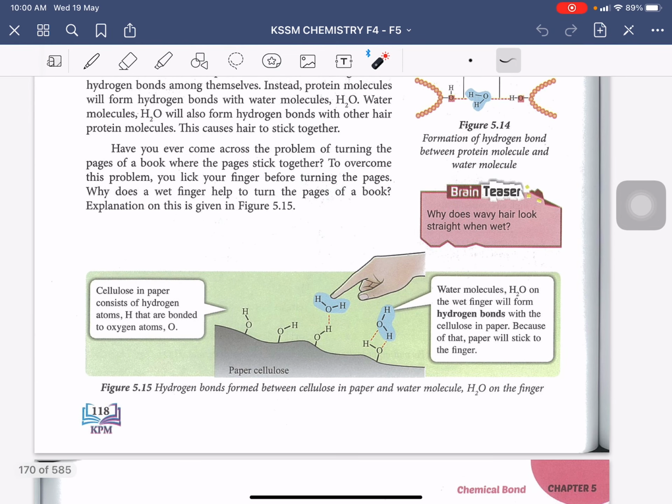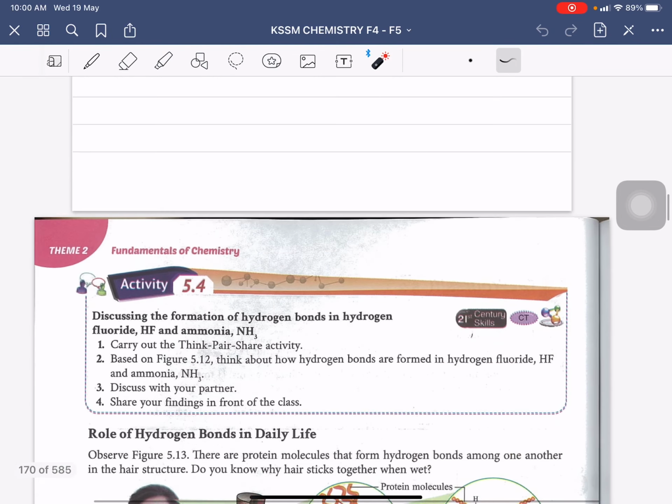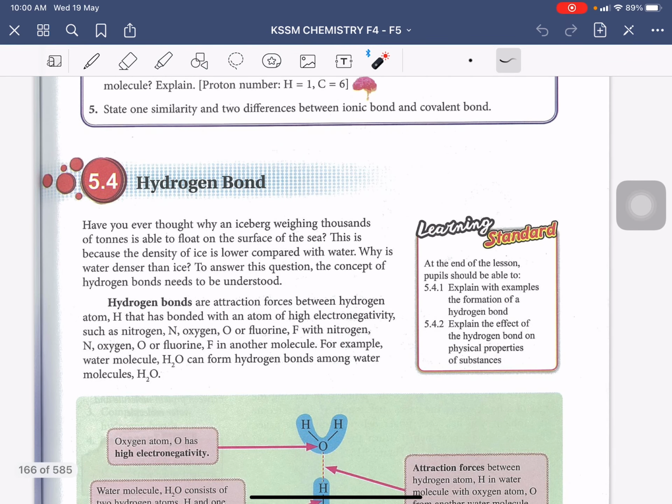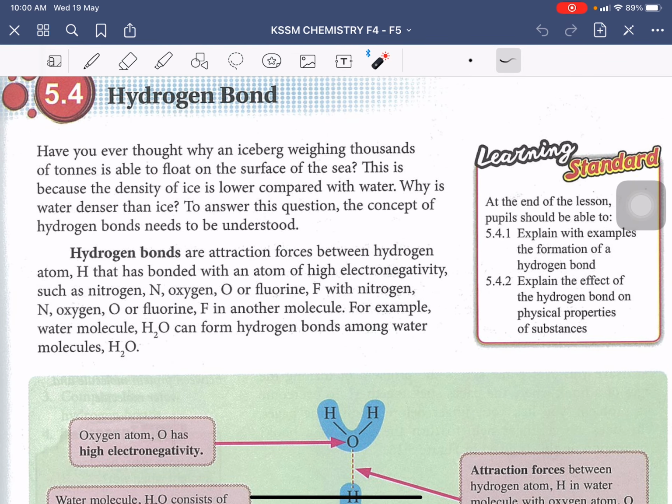where the meaning of hydrogen bond is like this. This is the meaning of hydrogen bond. Let me show you what you have learned in Form 4. Hydrogen bonds are attraction forces between a hydrogen atom that has bonded with an atom of high electronegativity such as nitrogen, oxygen or fluorine with nitrogen, oxygen or fluorine in another molecule.